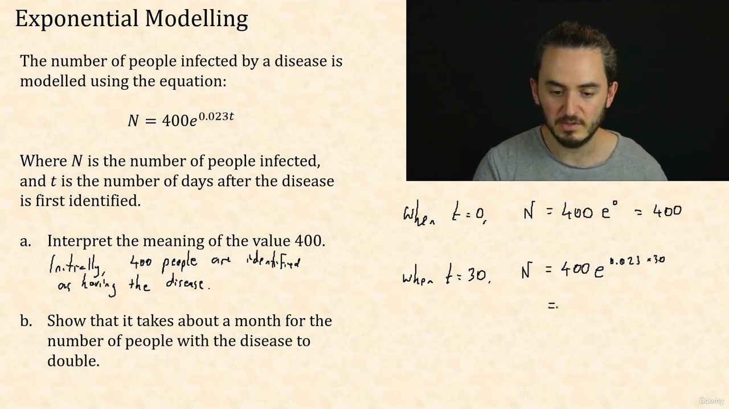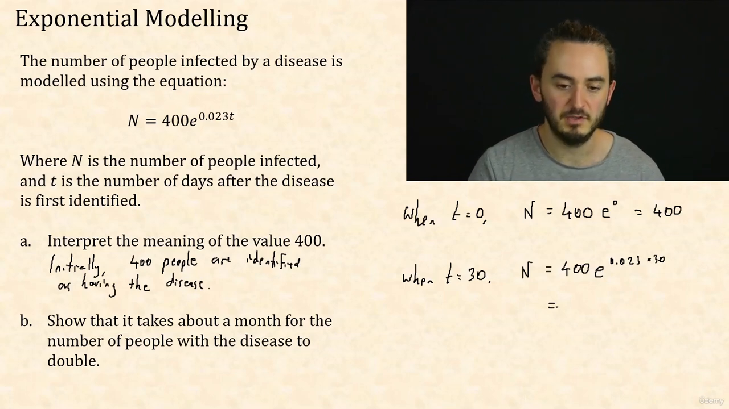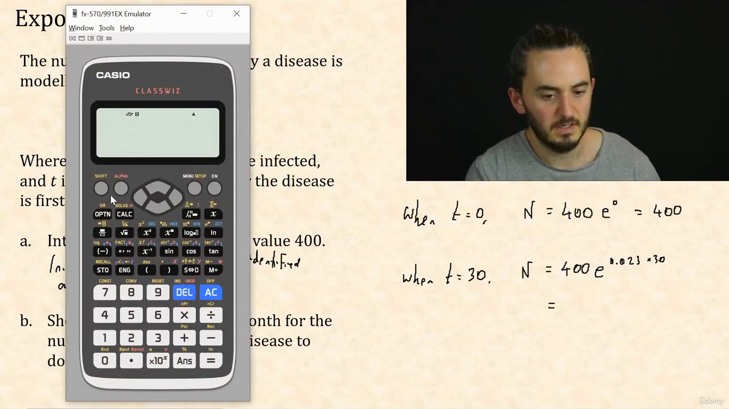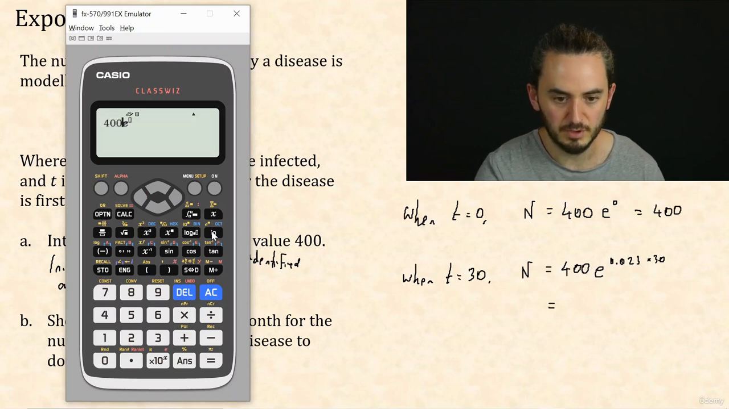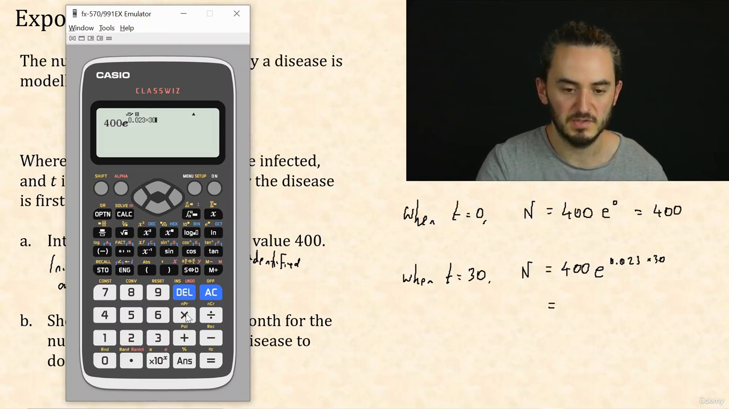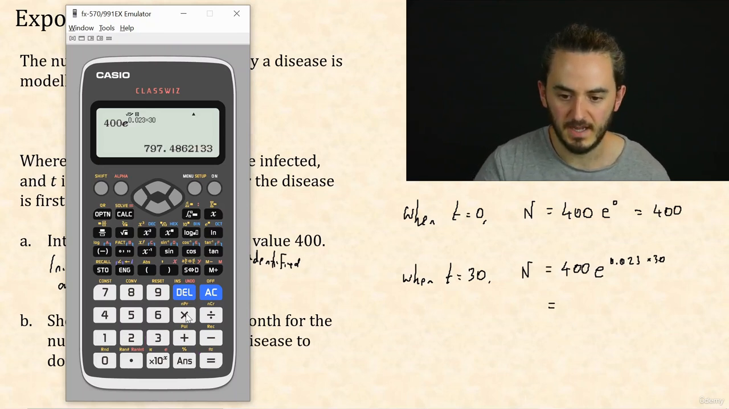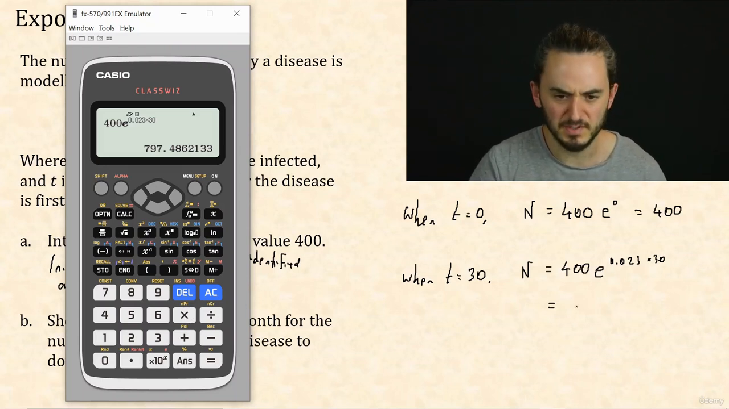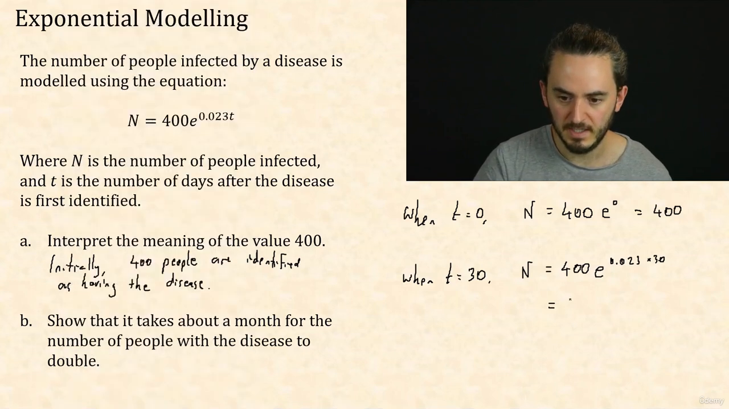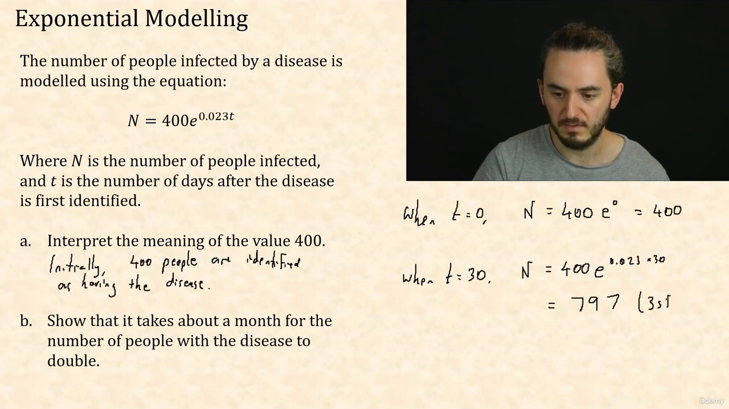Well, we just key that straight into our calculator, and I'll show you how to do that now. In my calculator, we go Shift and then this button here to get e to the power of something. Let's not forget our 400. So 400 e to the 0.023 times 30. Just key it in as you see it, and we get 797. We could round it, but it's people, so maybe I'll round it to the nearest person. So it's 797 when I round it to three significant figures.